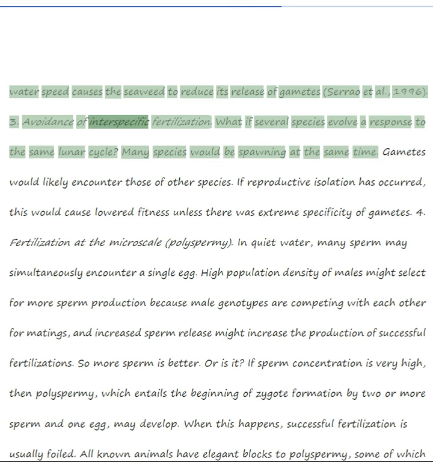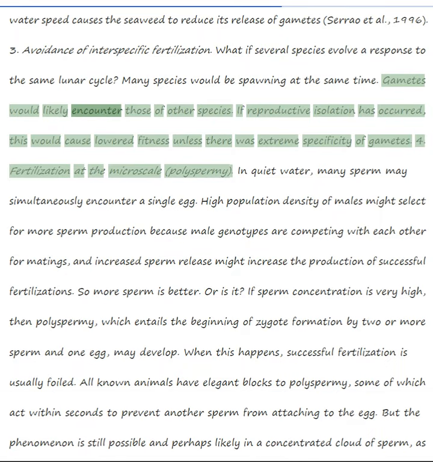3. Avoidance of interspecific fertilization. What if several species evolve a response to the same lunar cycle? Many species would be spawning at the same time. Gametes would likely encounter those of other species. If reproductive isolation has occurred, this would cause lowered fitness unless there was extreme specificity of gametes for fertilization at the microscale.